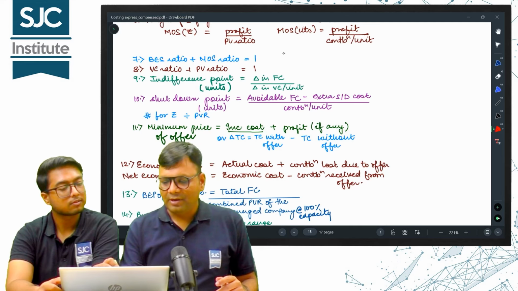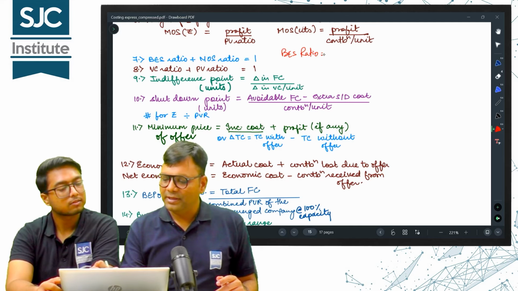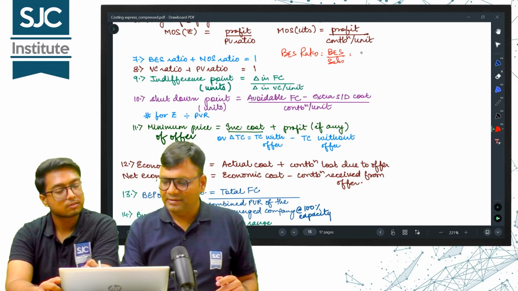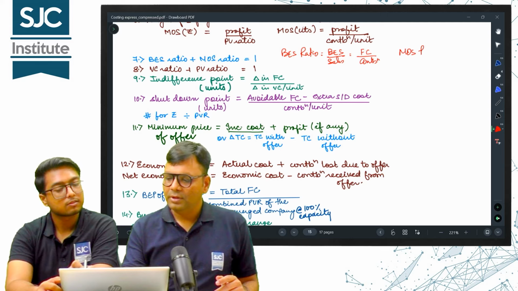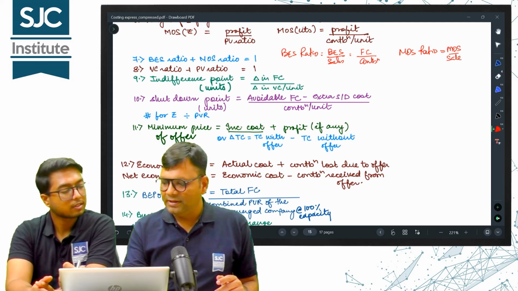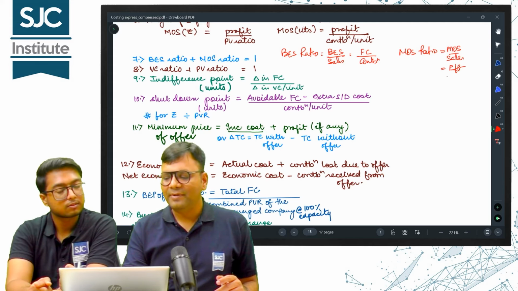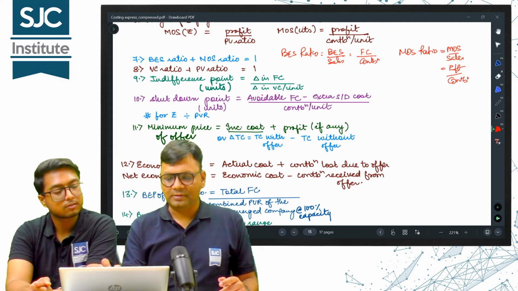One more addition here I would like to do. Break-even sales ratio is also calculated as break-even sales divided by total sales. If you put the formula of break-even sales here, it will come as fixed cost by contribution. Similarly, MOS ratio is equal to MOS sales by sales. And if you put the formula of MOS here, it will give us profit by contribution. Now, why am I discussing this? Because many times you need this relationship to solve your questions.